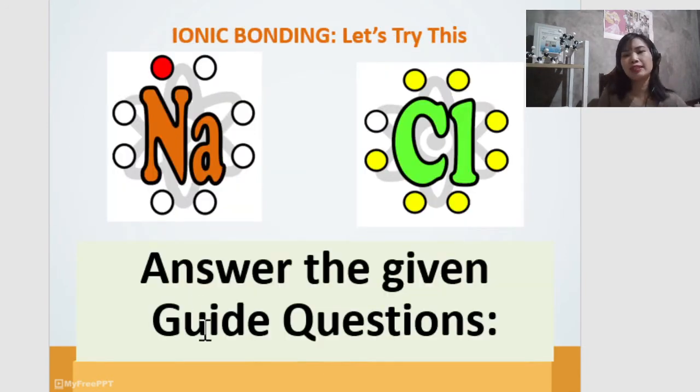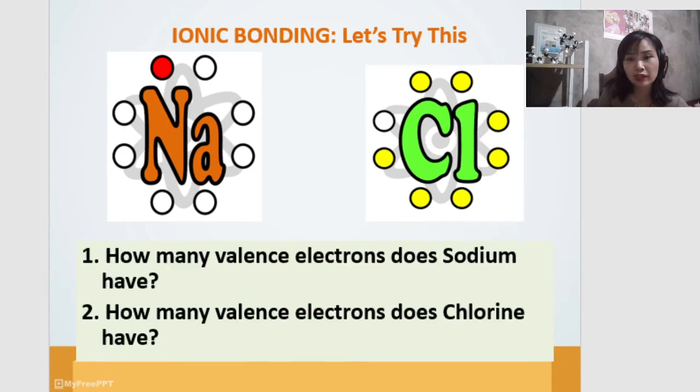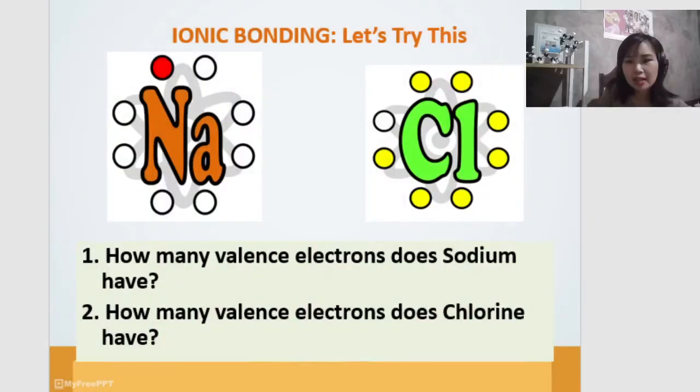So what we have here is let's try this. Please capture the screen so you can internalize it better, and then answer the guide questions. Ready? Okay. How many valence electrons does sodium have? So this is sodium. And how many valence electrons does chlorine have? Okay? Timer, 5 seconds. Okay, time is up. Very good. Our sodium has one valence electron, while chlorine has 7 valence electrons.